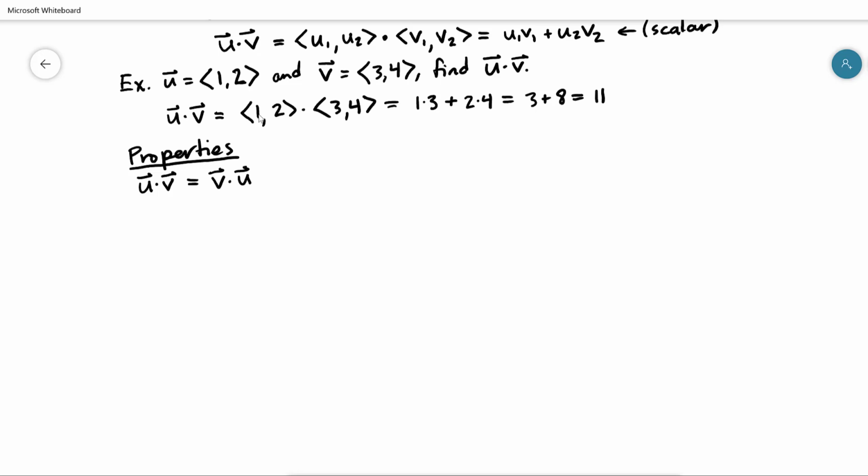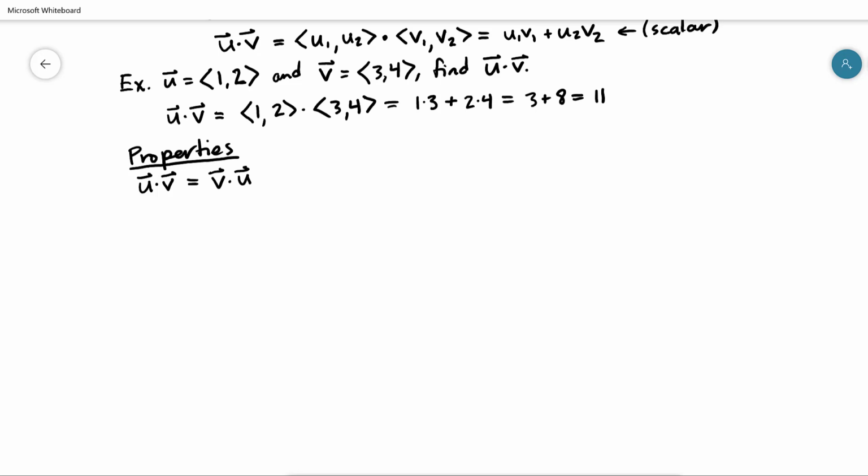So whether I write this as 1 times 3, as I did here, or if I were to write 3 times 1 because the v vector had come first, 1 times 3 is the same as 3 times 1, and 2 times 4 is the same as 4 times 2. The order wouldn't matter. The dot product is commutative.